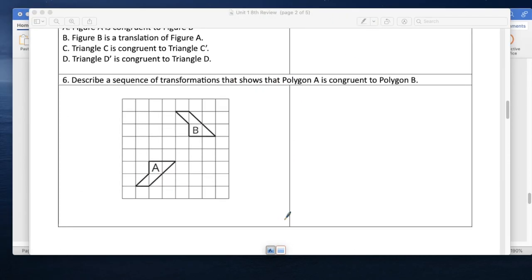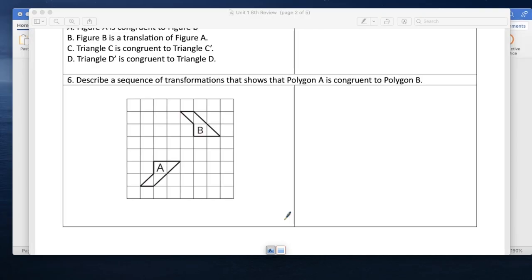Describe a sequence of transformations that shows polygon A is congruent to polygon B. So if you can prove that through a sequence of transformations that A ended up being B, then they are congruent.